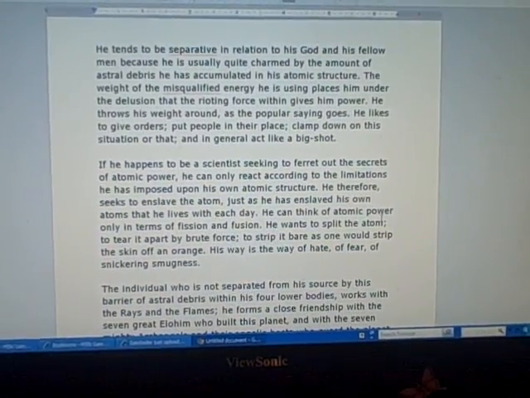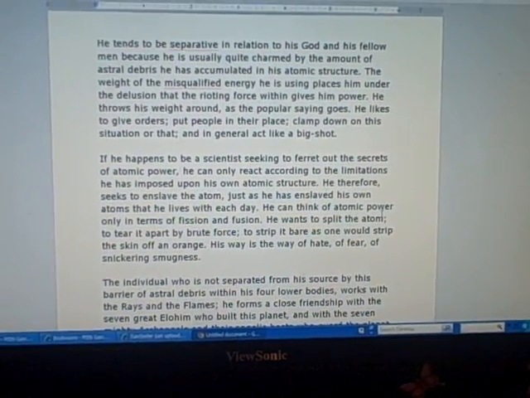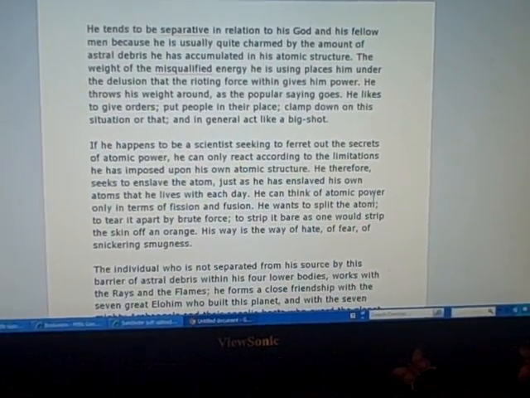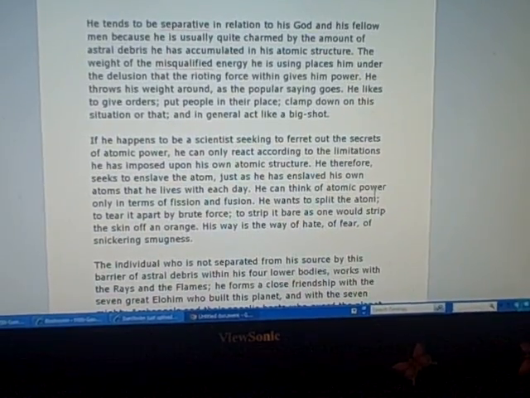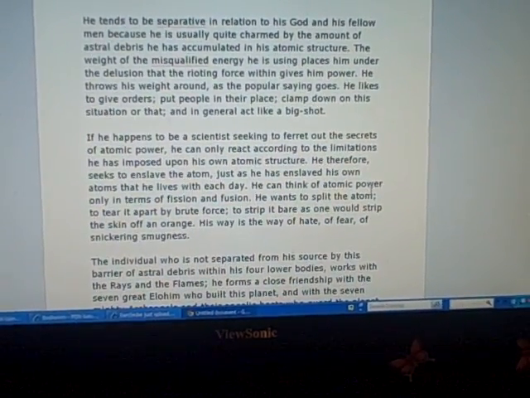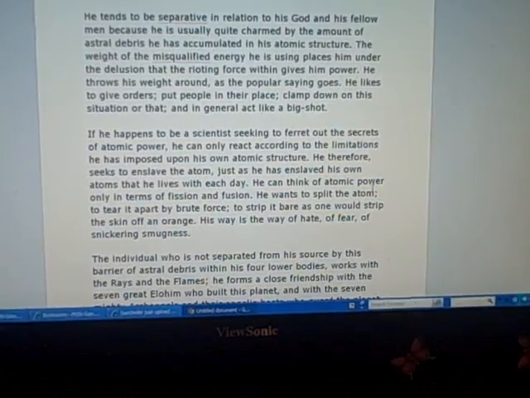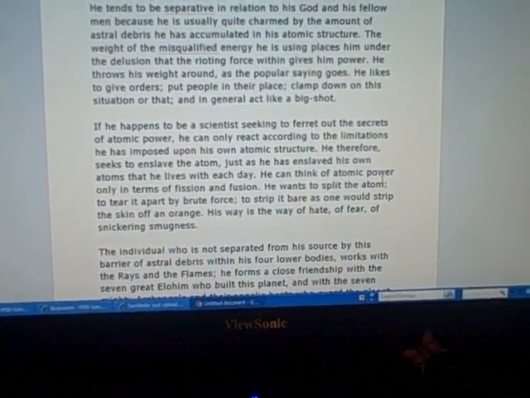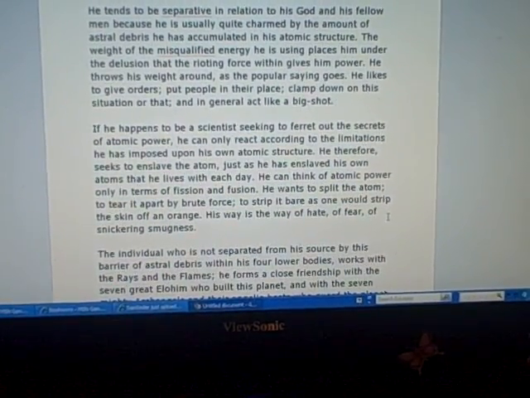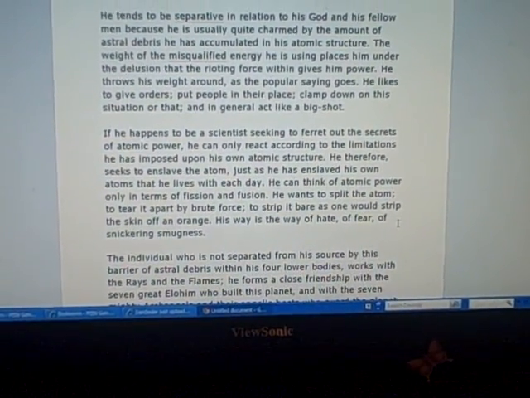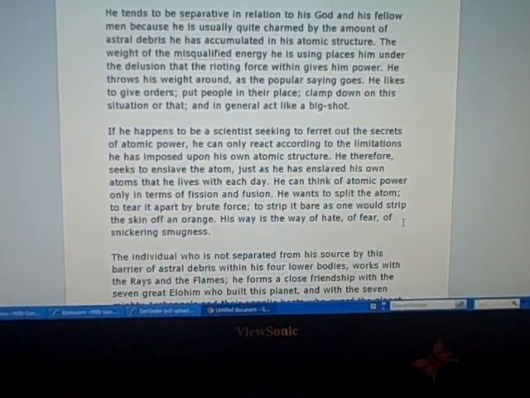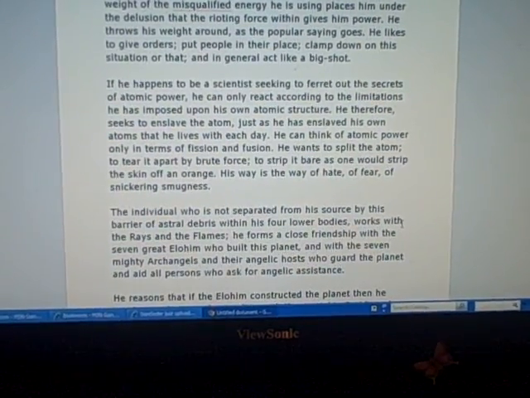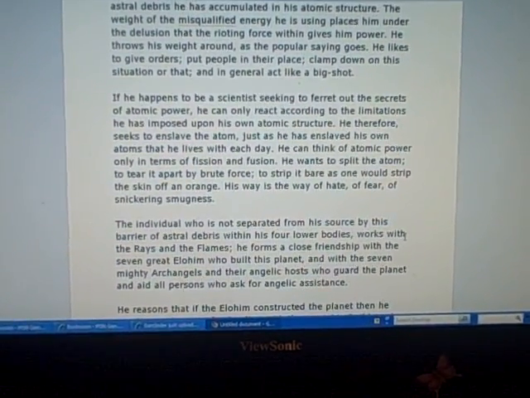If he happens to be a scientist seeking to ferret out the secrets of atomic power, he can only react according to the limitations he has imposed upon his own atomic structure. He therefore seeks to enslave the atom, just as he has enslaved his own atoms that he lives with each day. He can think of atomic power only in terms of fission and fusion. He wants to split the atom, to tear it apart by brute force, to strip it bare as one would strip the skin off an orange. His way is the way of hate, of fear, of snickering smugness.